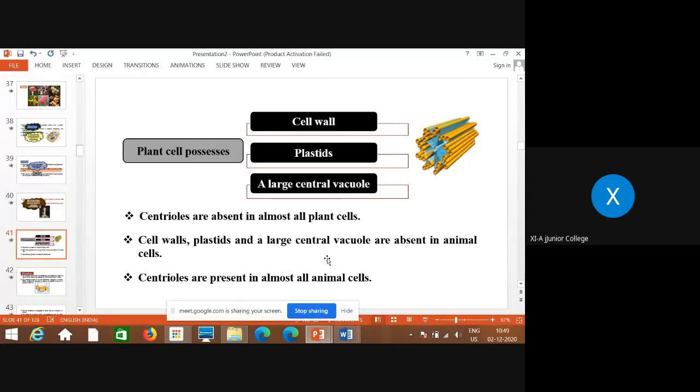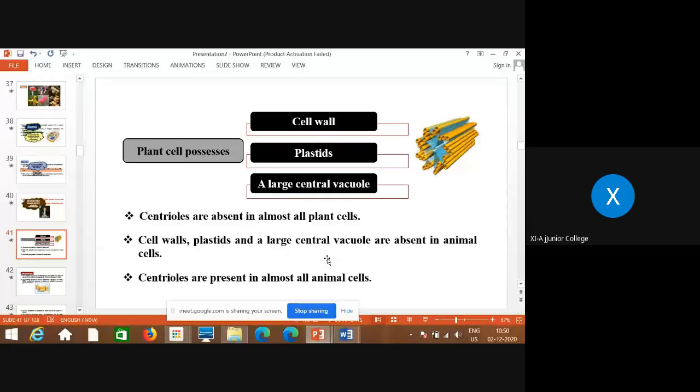Now, only one thing about the cell wall we will talk about and then we will stop. That is about the plant cell. Now everybody knows that plant cell has a cell wall, but animal cell lacks a cell wall. So in general, now we will talk about the plant cell. So what does a plant cell possess? Cell wall, plastids, and a large central vacuole. These are the things which totally differ from the animal cell.